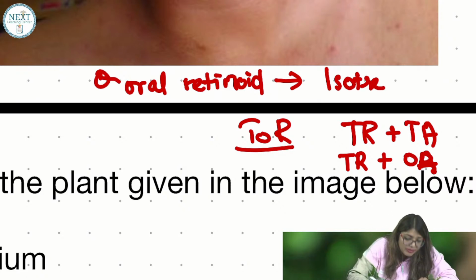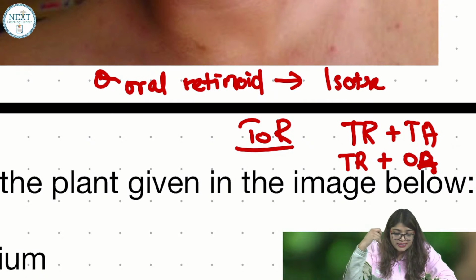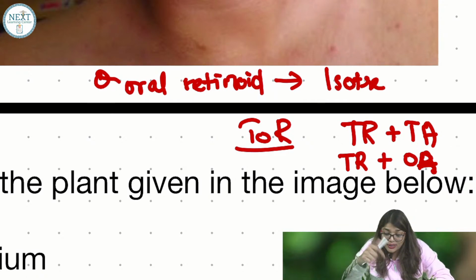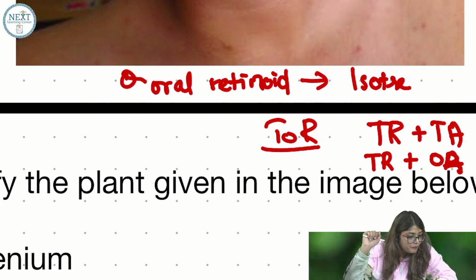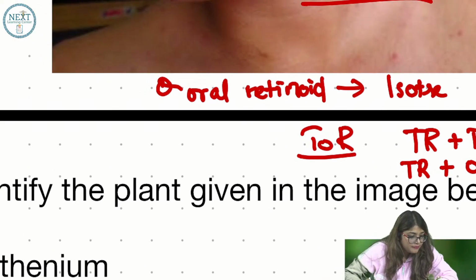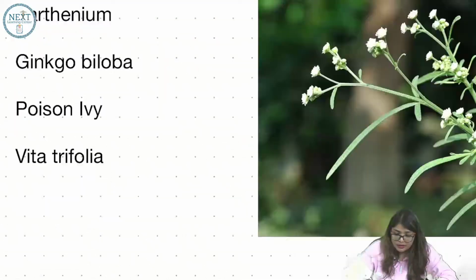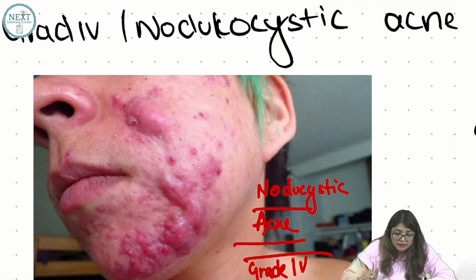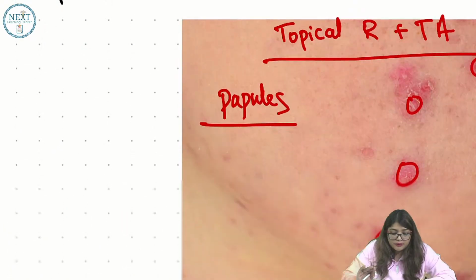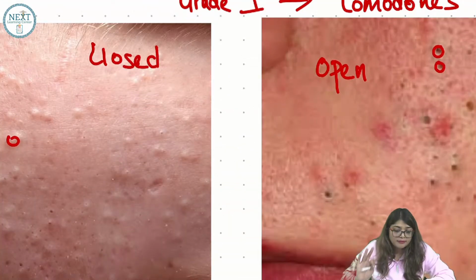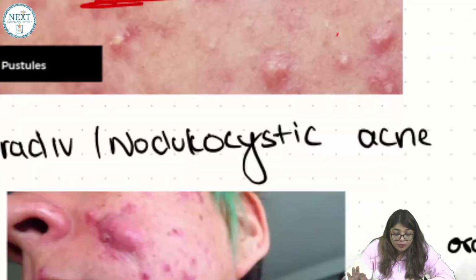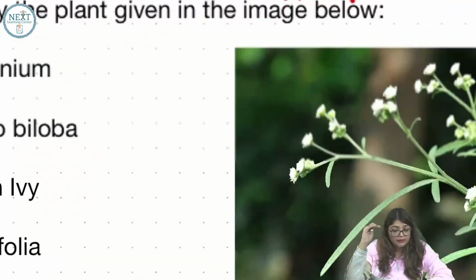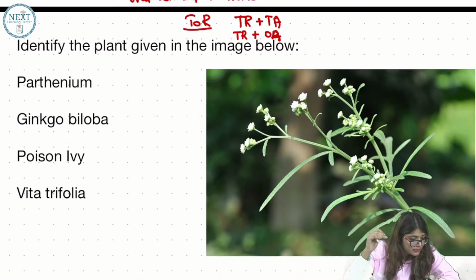This came in my exam and I made a mistake in it, so I remember it very well. Now look at the answer for this. Again, look at the lesion: nodulocystic, pustular, papule, and comedones. You should remember the treatment like that only.